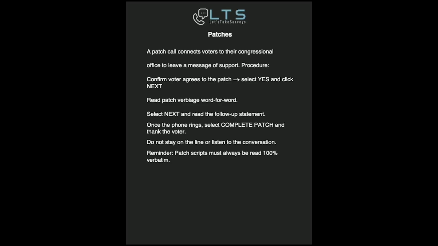Next, we have patches. A patch call connects voters to their congressional office to leave a message of support. The procedure is: confirm the voter agrees to the patch, select yes, and click next. Read the patch verbiage word for word. Select next and read the follow-up statement. Once the phone rings, select complete patch and thank the voter. Do not stay on the line or listen to the conversation. Reminder, patch scripts must always be read 100% verbatim.